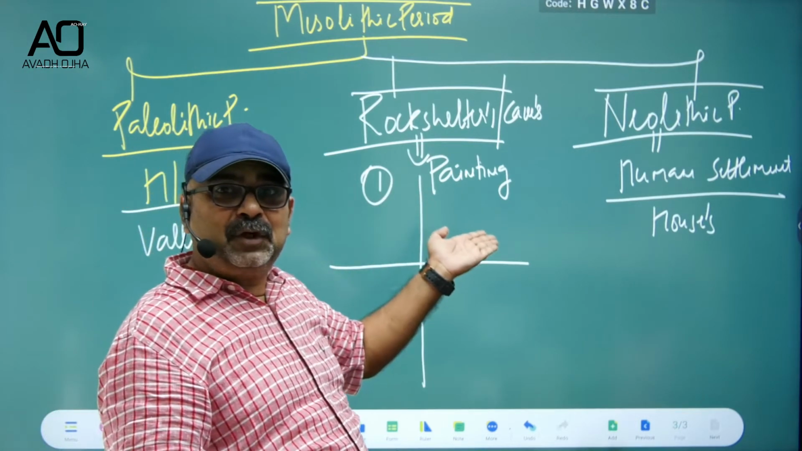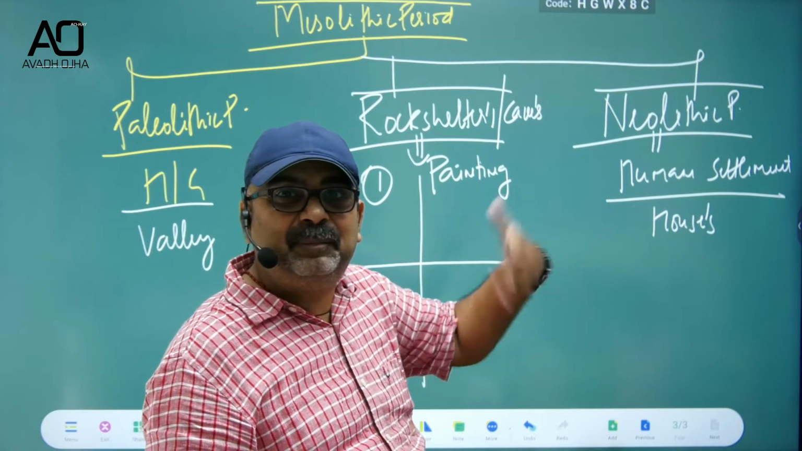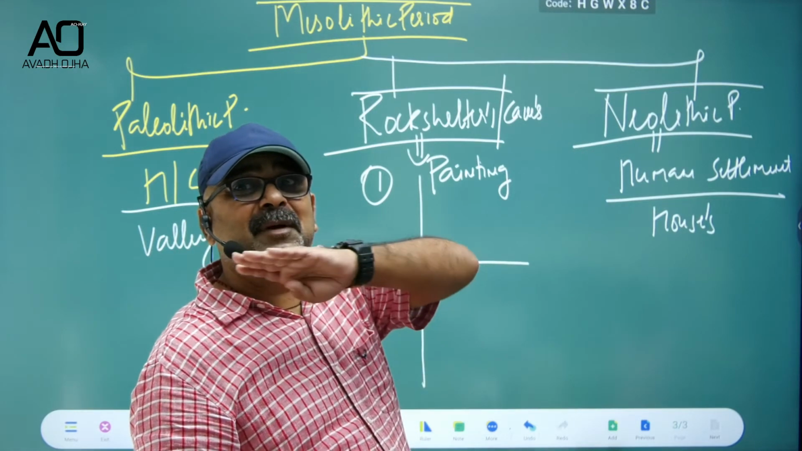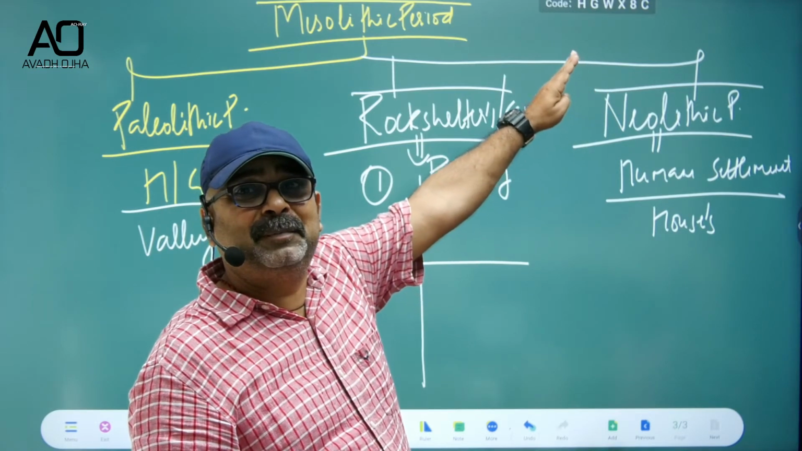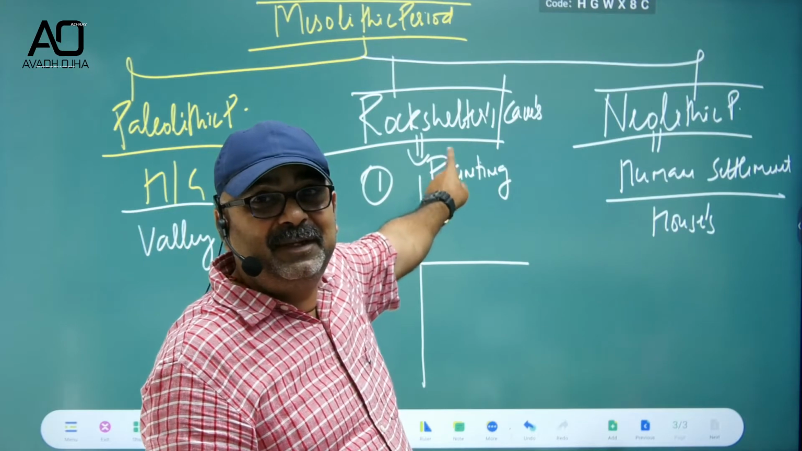It's a feature of a rational being, painting. No other animal in this world has ever been able to do painting. The most important feature of the Mesolithic period.